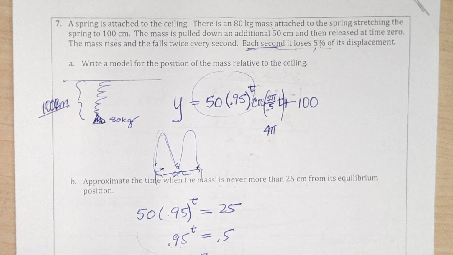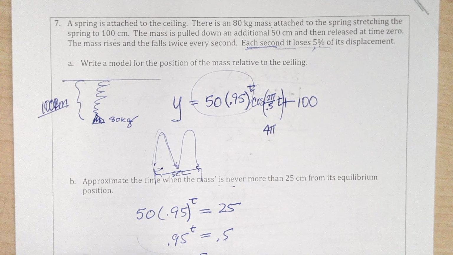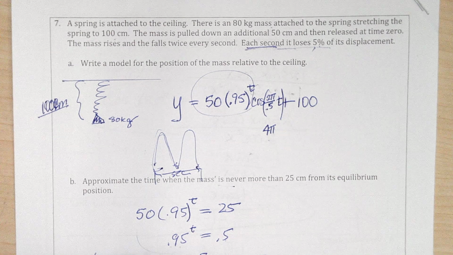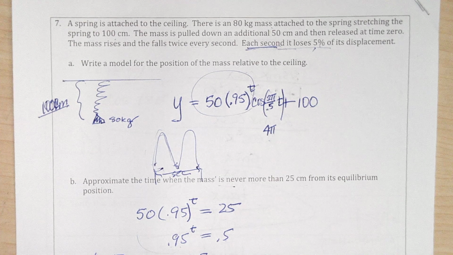If you can't type that in, you don't have a calculator that allows you to use different bases, you just remember the change of base rule. This is the log of 0.5 in base 10 over the log in base 10 of 0.95. You can divide these and you'll get that.